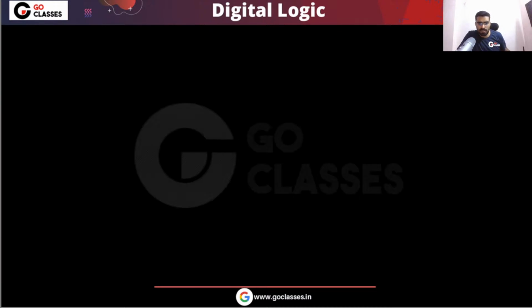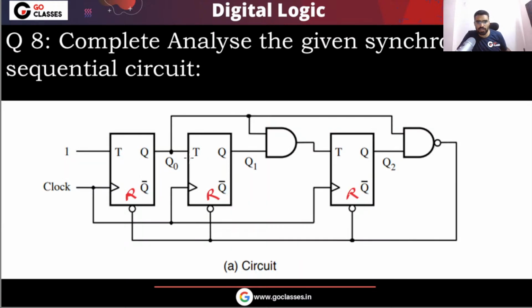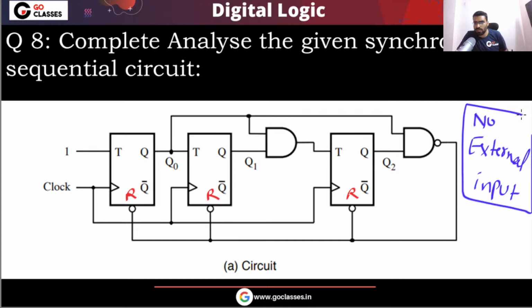Very simple. Okay, let's do the analysis. First of all, you tell me, there are a total of 3 flip-flops. Is there any external input? Do we have any external input? Okay, so there is no external input. In this question, we don't have any external input.